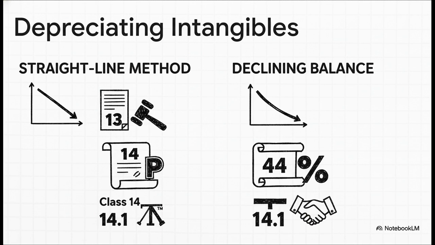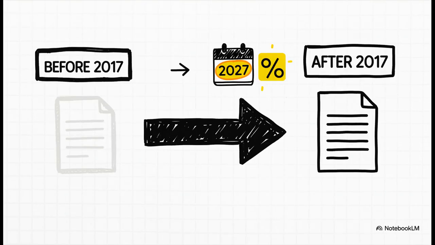Then, for other intangibles like goodwill or trademarks in the very important Class 14.1, we go back to a declining balance rate, this time at 5%. Now, here's an important transitional detail. Before 2017, assets like goodwill were handled under a totally different system. When the government created the new Class 14.1, it built in a special rule for these older assets, giving them a slightly higher CCA rate of 7% until the year 2027, just to help ease the transition.